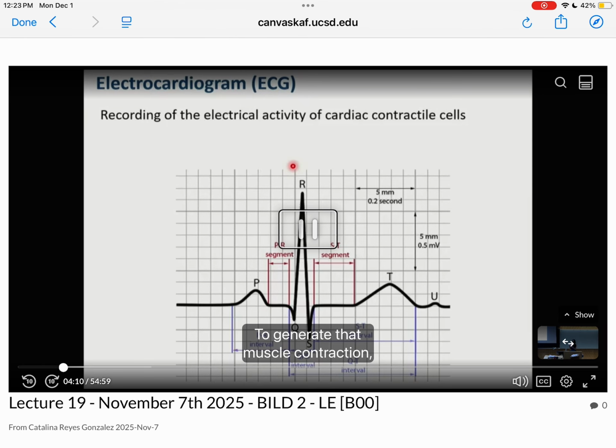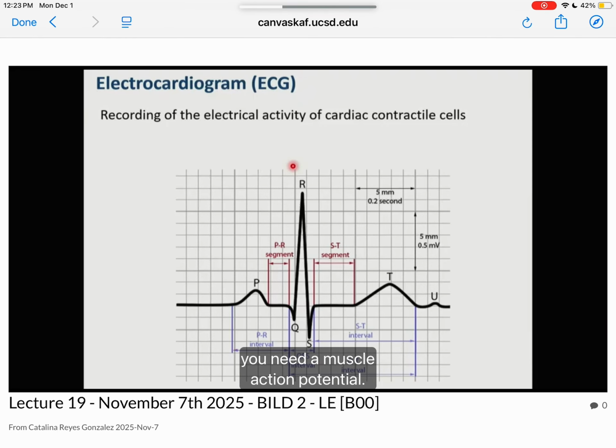To generate that muscle contraction, you need a muscle action potential. And the muscle action potential in the heart comes from pacemaker cells that are cells within the heart. So they are cardiac cells as well. So you have pacemaker cells and you have cardiac muscle cells. Those two make the heart.